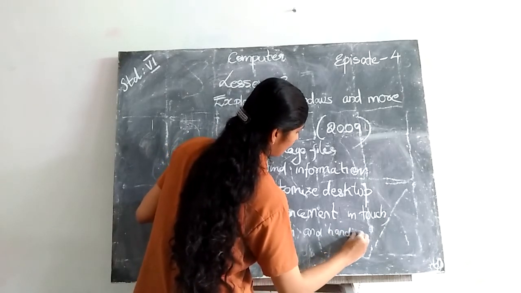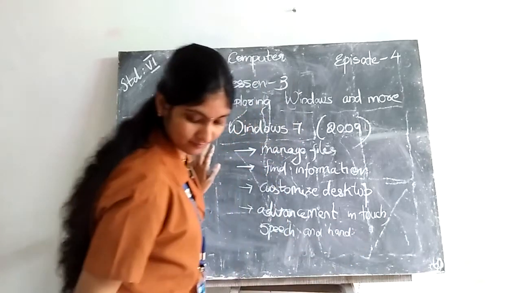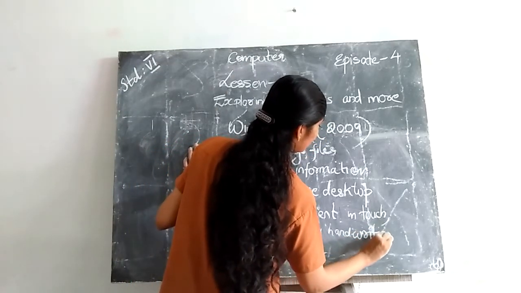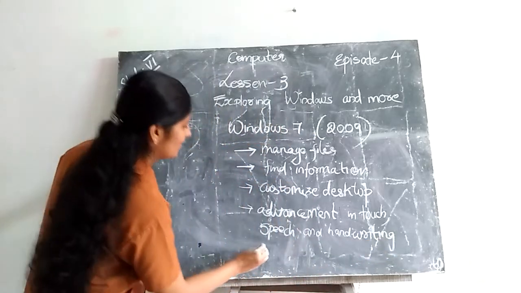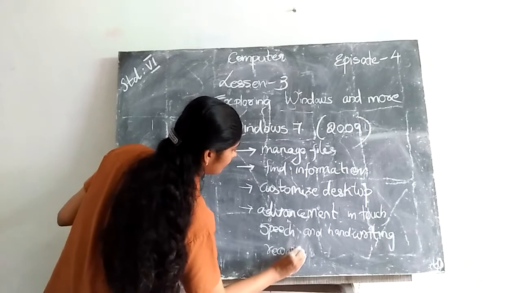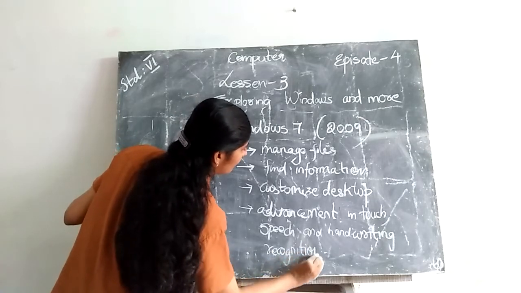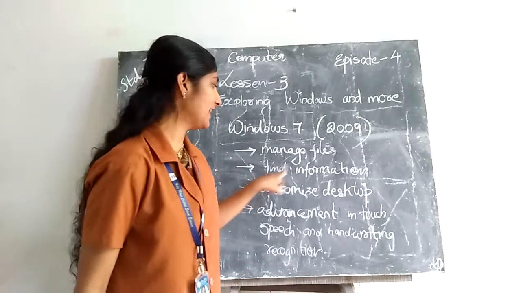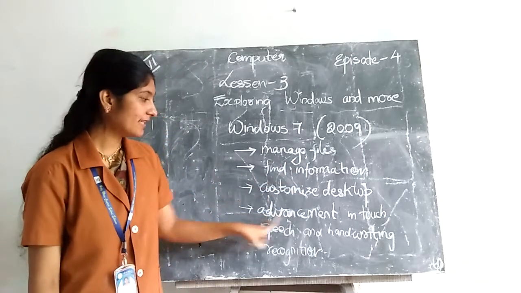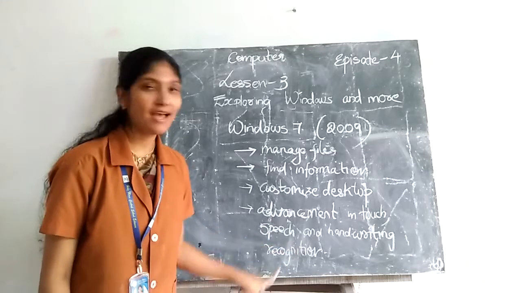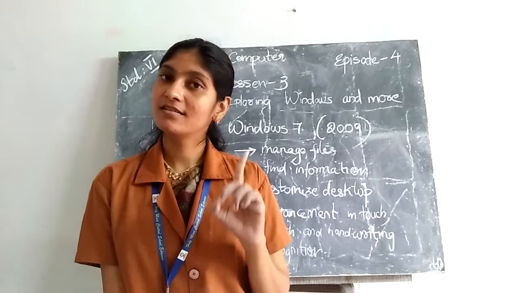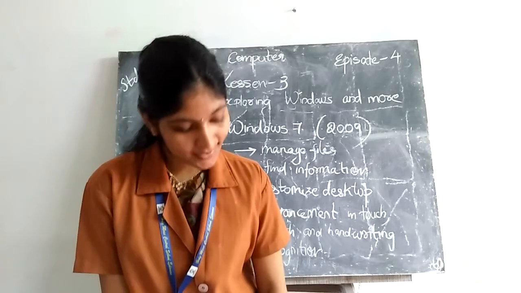Okay, so it manages files, we can find information, customize desktop, then advancement in touch, speech and handwriting recognition. So these are the main features of Windows 7.